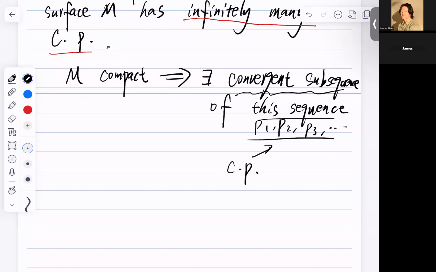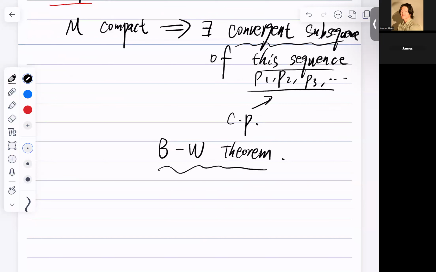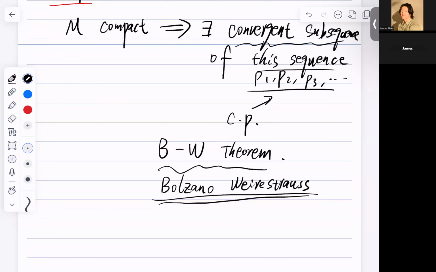So this is a sequence, just some arbitrary points. And if we have a compact set, by a theorem called the Bolzano-Weierstrass theorem, which I don't know how to spell correctly, so I'm going to write BW theorem. You can search that up. It's a very important theorem in real analysis. I'm going to try to spell it for you: Bolzano-Weierstrass. I'm pretty sure it's not spelled like that, but good luck.